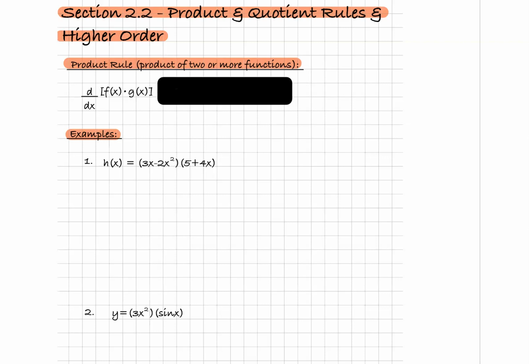In 2.2, we're going to look at product and quotient rules, and then we're going to take it up into that next step of higher order. So first I want to start with the product rule, and this is the product of two or more functions. Now we saw with the sum and difference rule that you would just do each individual term. With this one, what you're going to do is address each derivative and carry other things along, plus another derivative and carry things along.